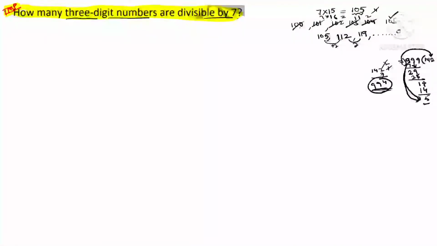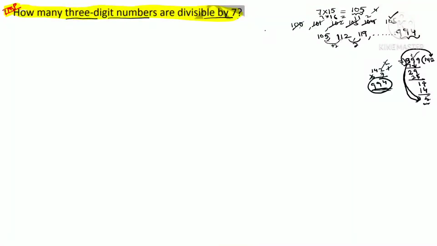So what is the last 3-digit number which is divisible by 7? 999 is not divisible. 998 before it is also not divisible. So we don't want to check all the numbers. One simple technique is this: divide the last 3-digit number by 7, and some remainder will come. If you subtract that remainder, the answer will be the last 3-digit number divisible by 7. Is it clear, everyone? Yes.